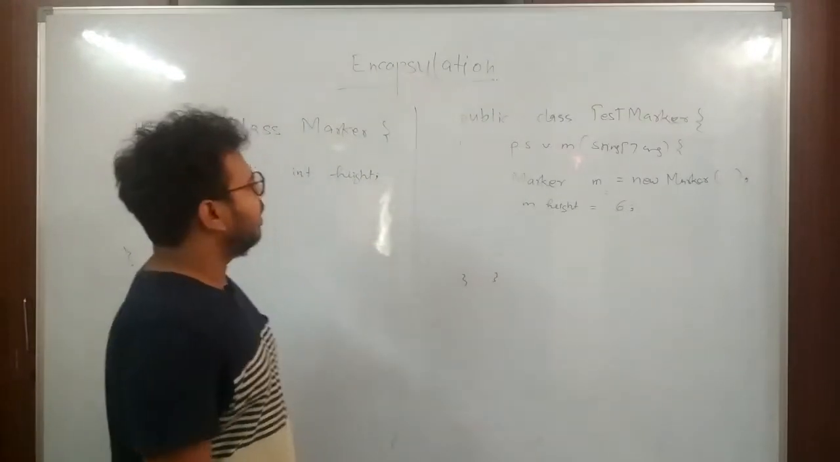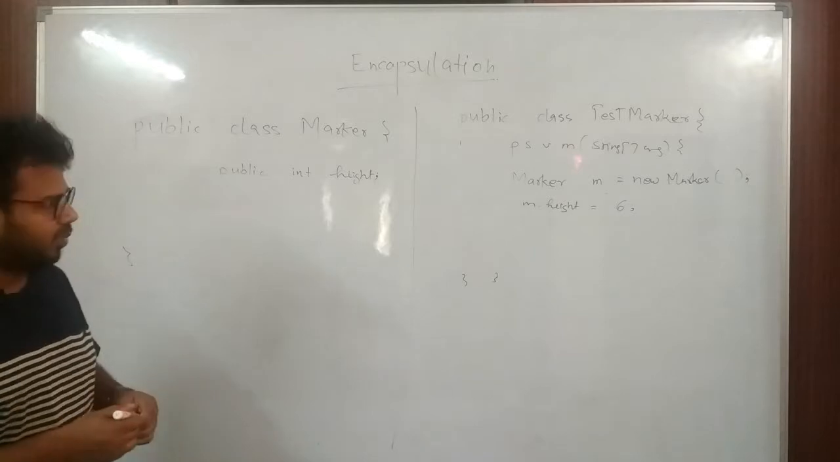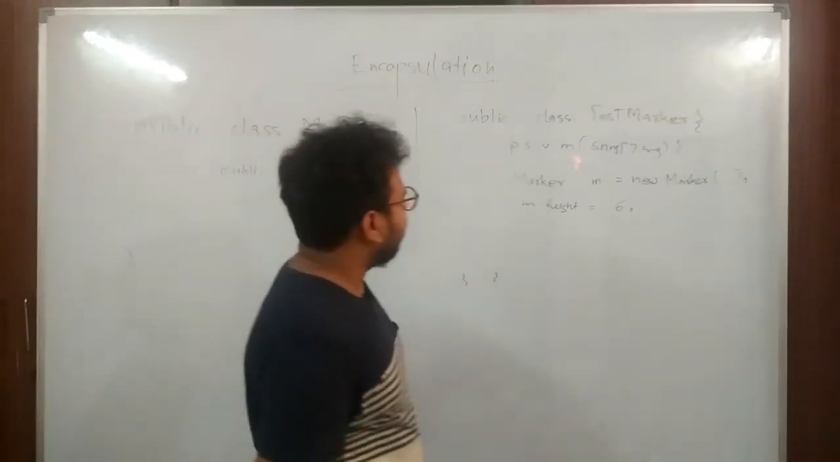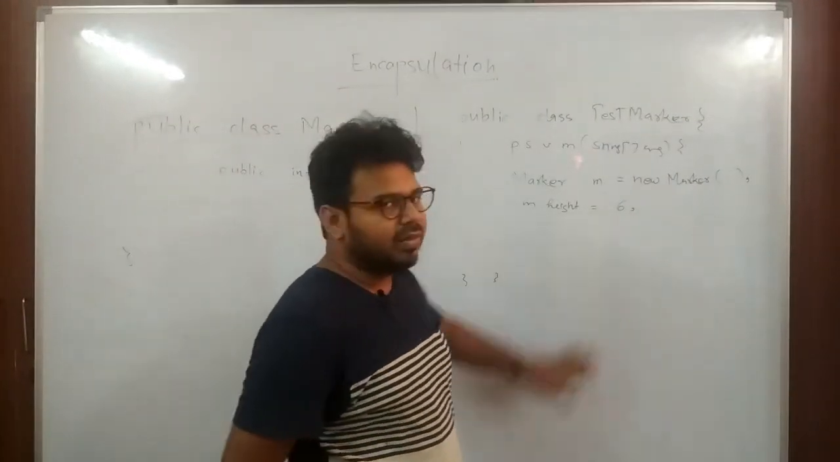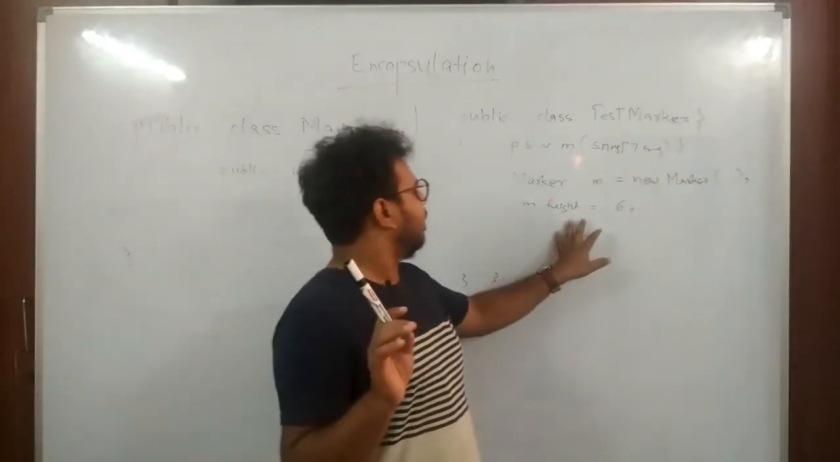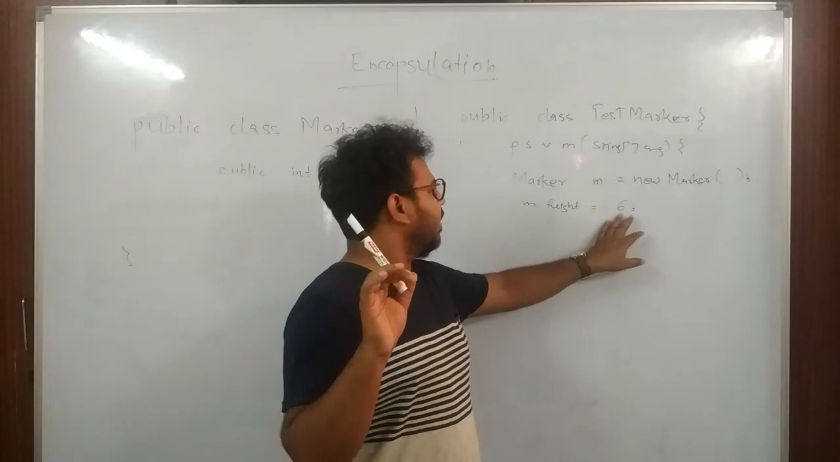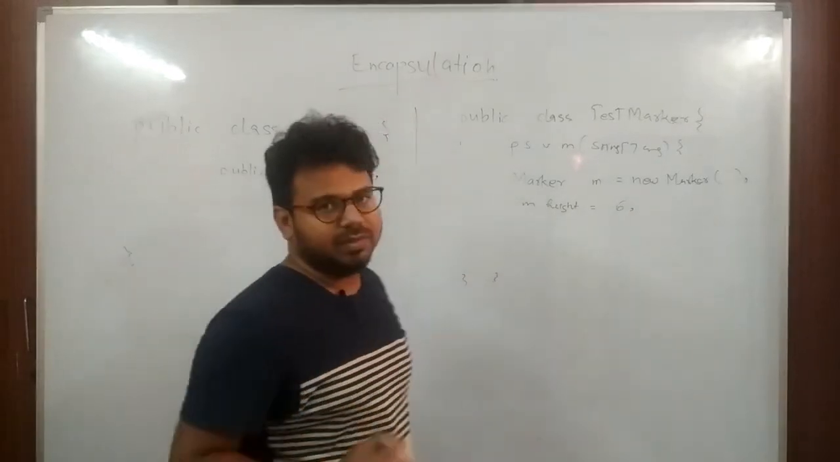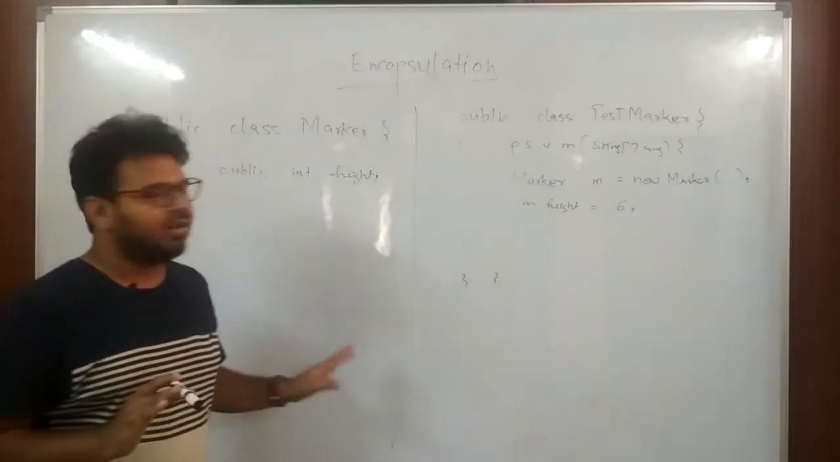Okay, now think of it, the height of this marker is 6, that is, the marker object which will be created will have a height of 6. It is okay till now.